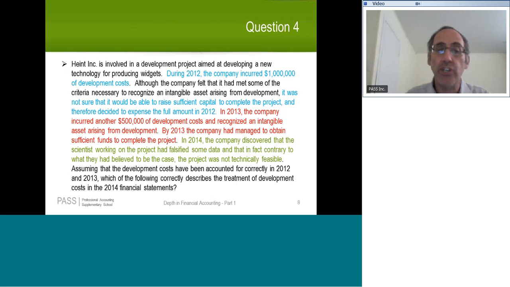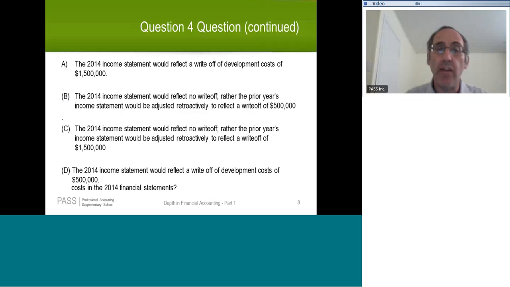In 2014, when they discovered the falsification of information, at that point, we have what's called an accounting error. How do we correct that error? We correct the error retroactively or retrospectively. So what we should be doing in 2014 is not expensing anything because we're correcting an error. We, in error, had capitalized the intangible in 2013 based on incorrect information. Therefore, rather than expensing any amount in 2014, we retrospectively restate the 2013 financial statements to write off the $500,000.